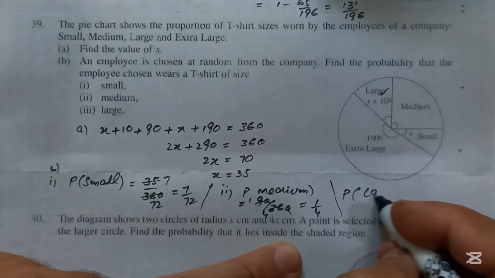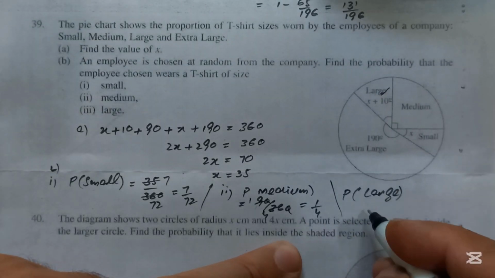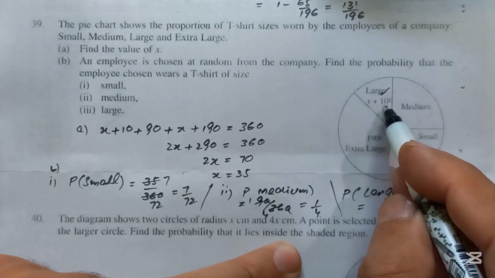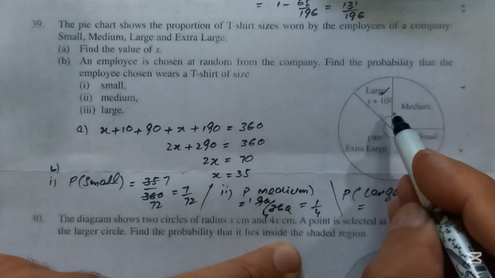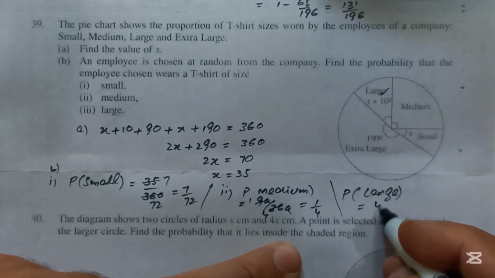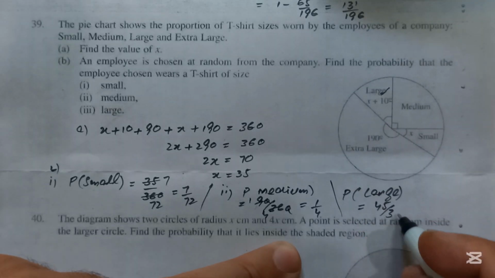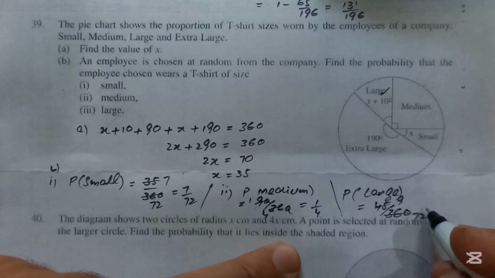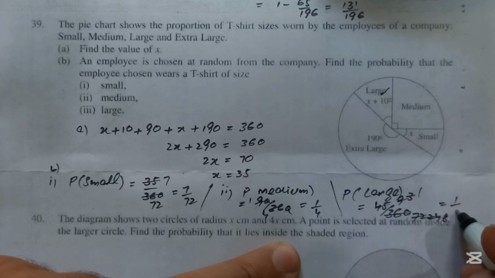Probability of large. So large is here, that is x plus 10, x is 35, so x plus 10 will be 45 in total, and 360 is the total outcome. Just solve it. 5 nines are, 5 sevens are, 5 twos are, and 3 threes are, 3 twos are, 3 fours are, and 3 ones are, 3 eights are, so 1 by 8 is the answer.